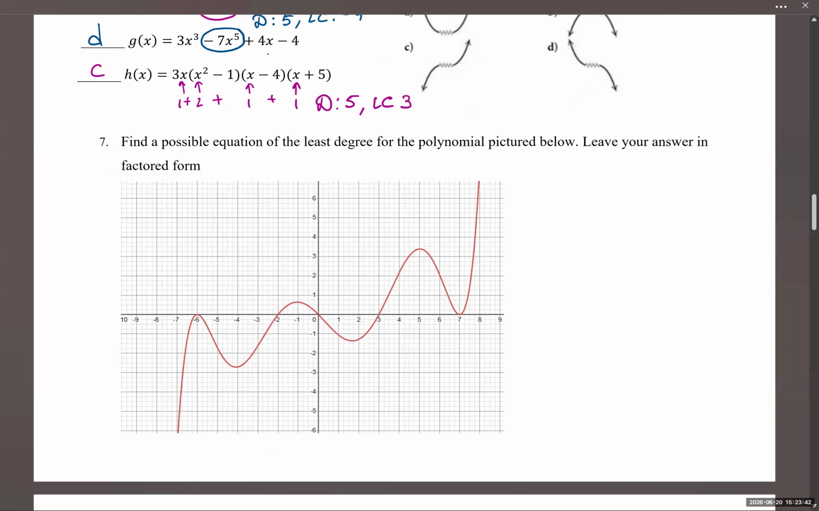Number 7, find a possible equation of the least degree of the polynomial with the given graph. So in order to do this one, you need to know what this is asking. First and foremost, you need to determine the least degree of this polynomial. So let's go ahead and do that first.